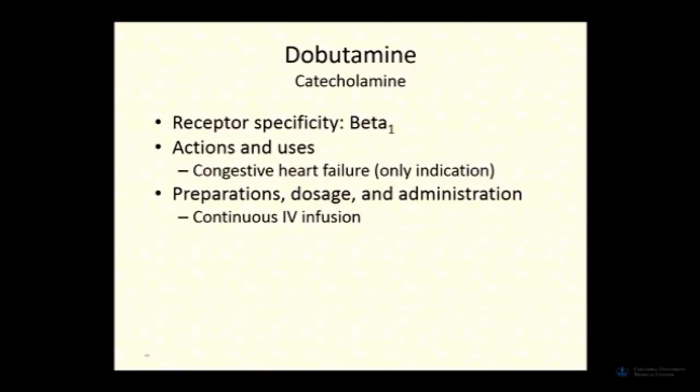On beta 1 receptors, dobutamine is a drug that has a specificity for beta 1 receptors. So it's going to be a drug that targets the heart. One of the major uses for dobutamine is in congestive heart failure, and it's going to be given through a continuous IV infusion. So dobutamine, as you can imagine, is going to be given to patients who are hospitalized for congestive heart failure to enhance heart function.